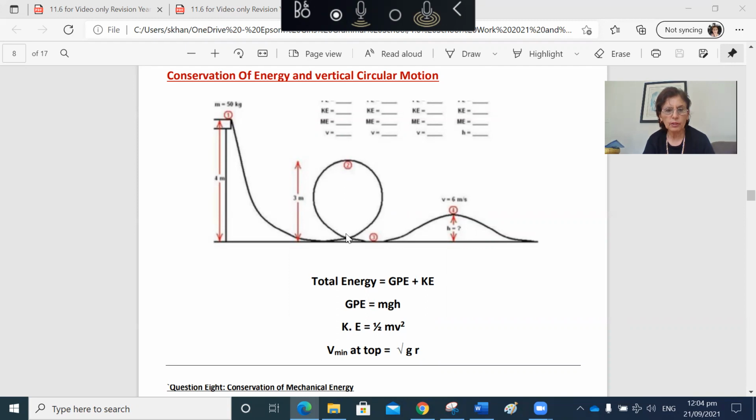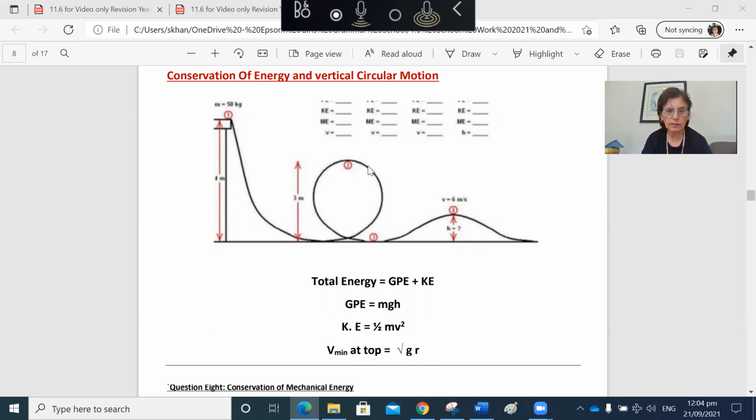First of all, we need to calculate the minimum speed at this particular position. At minimum speed, the support force is zero, and the only force is the gravity force, which is mg, and that will be supplying the centripetal force. If we equate those, mg equals mv squared over r, and the minimum speed comes out equal to the square root of gr. So that's the first step, to calculate the speed.